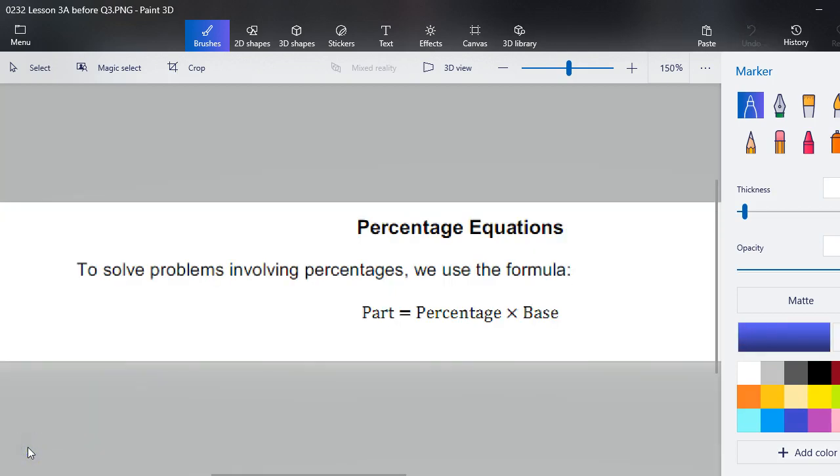I've asked you to start a glossary page or some kind of electronic document or sticky notes, something where you're going to remember things you need to memorize. You need to know what they are, when to use them, and what they look like. So this is one you need to memorize. It's a percentage equation. It says to solve problems involving percentages, we're going to use this formula. I need you to notice that the part is on the far left, or if you flip it around, it could be on the right, but the part equals a percentage times the base. So remember, part equals percentage times base.